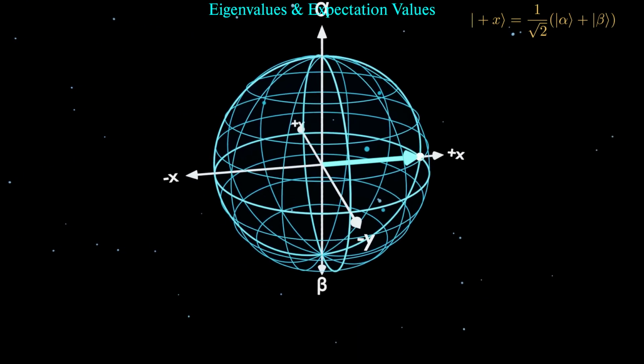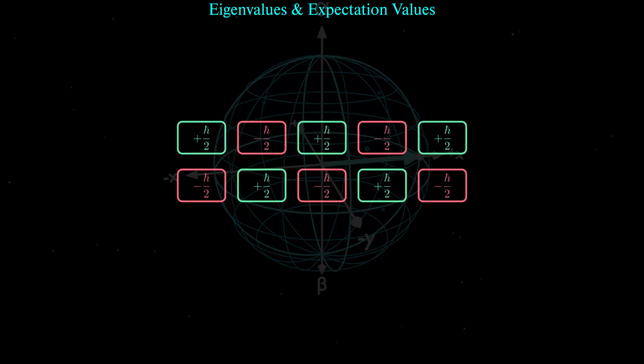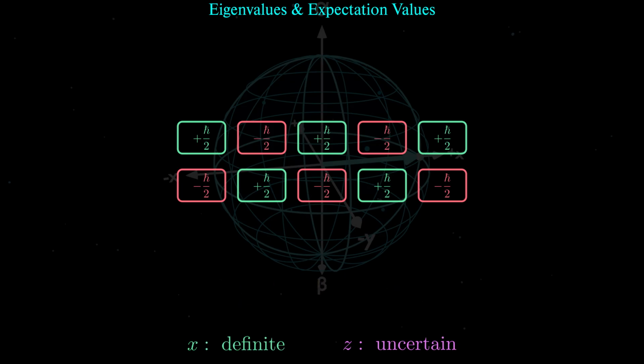Let's test this with the positive x state. Theta would be 90 and phi would be 0. So for this state, Iz's expectation value would be 0, Ix would be 1/2, and Iy would be 0. Even though a measurement of Iz is supposed to give us either plus or minus h bar over 2, the average is 0. And this makes perfect sense because we're getting both the positive and the negative with equal probabilities in individual measurements, so it would average to 0. This shows us that a state can be definite along one axis and uncertain along another.